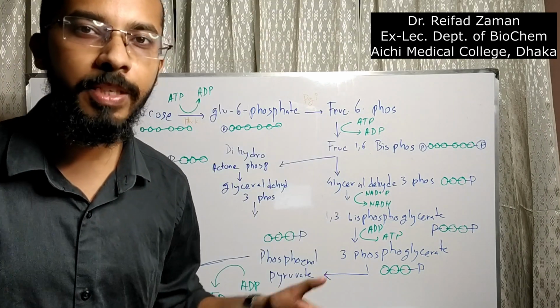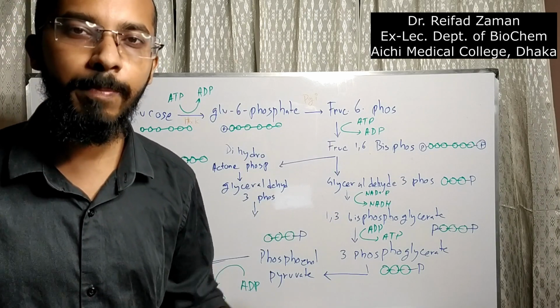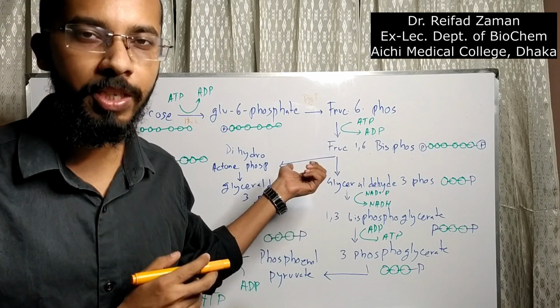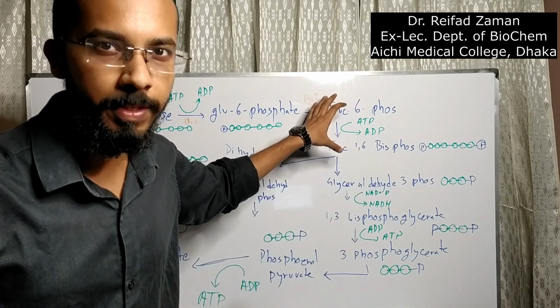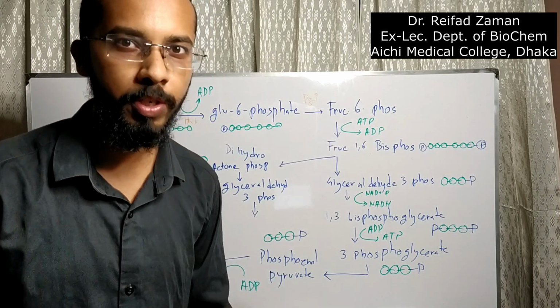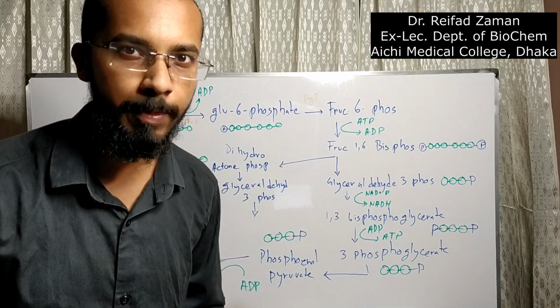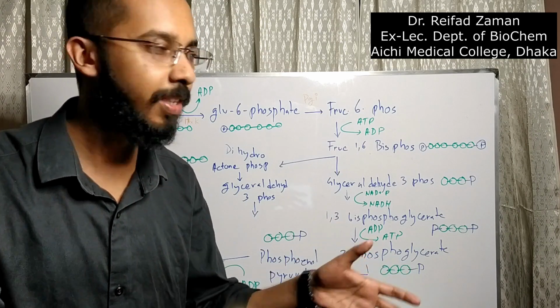See, all the names of the enzymes are actually related to their functions. So to remember the name of the enzymes, you just need to remember what is actually happening. So now what is happening? A phosphate molecule is being added to a fructose molecule. So what will be the name of this enzyme? Phosphofructokinase.